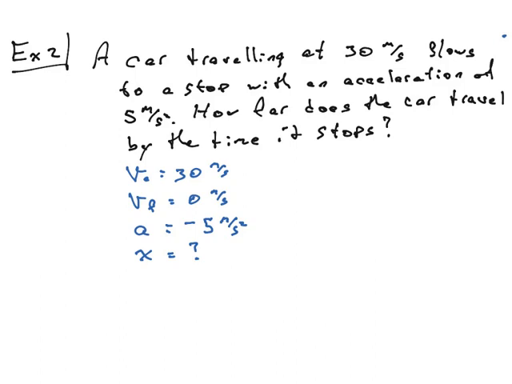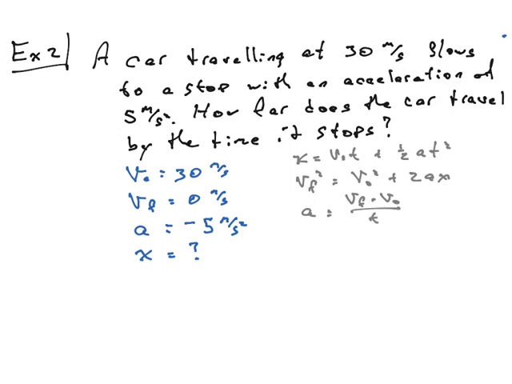Okay, so again, let me write out my equations so I don't forget them. X is v naught t plus 1/2 at squared. Vf squared is v naught squared plus 2ax. And acceleration is final minus initial velocity over time.